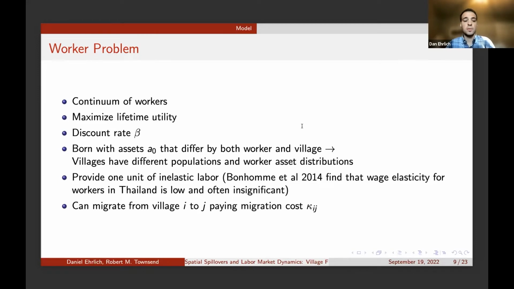And finally, we're going to assume that they can migrate from village I to J by paying a migration cost kappa ij. Kind of in contrast to previous work, we're going to assume that kappa ij is pecuniary, in part because we're actually solving for the asset distribution. We're going to assume that this migration cost is going to come out of your assets.